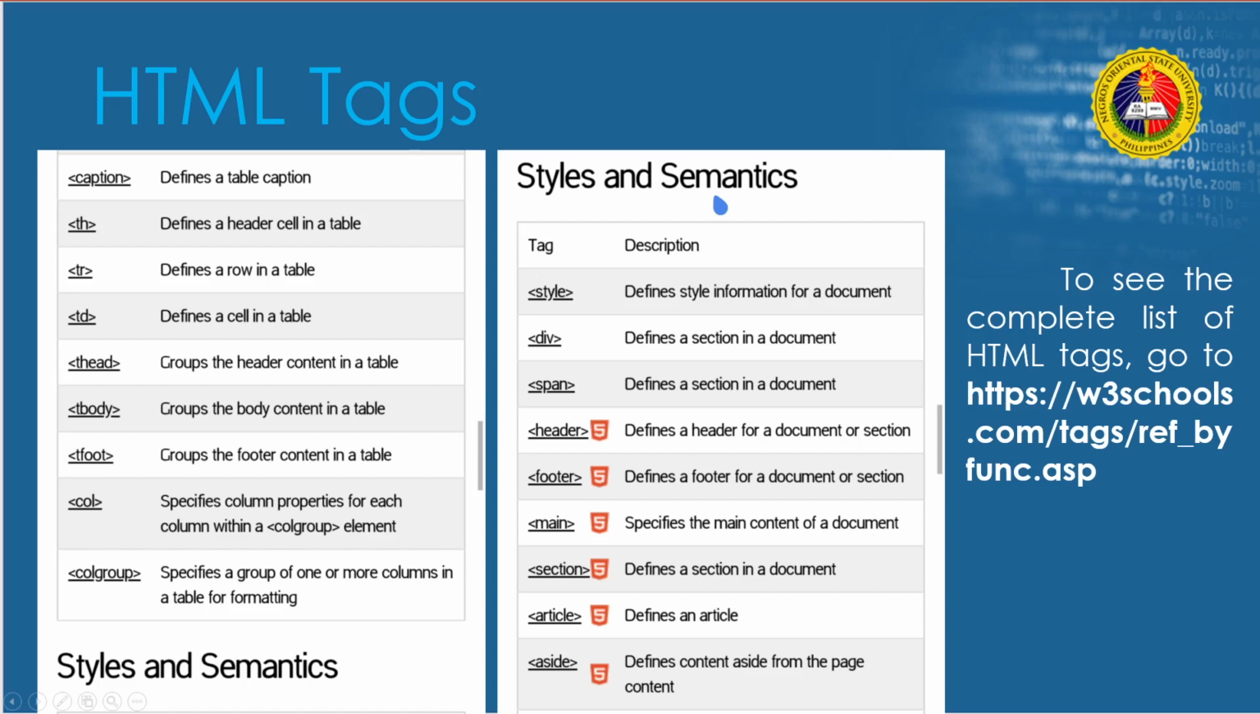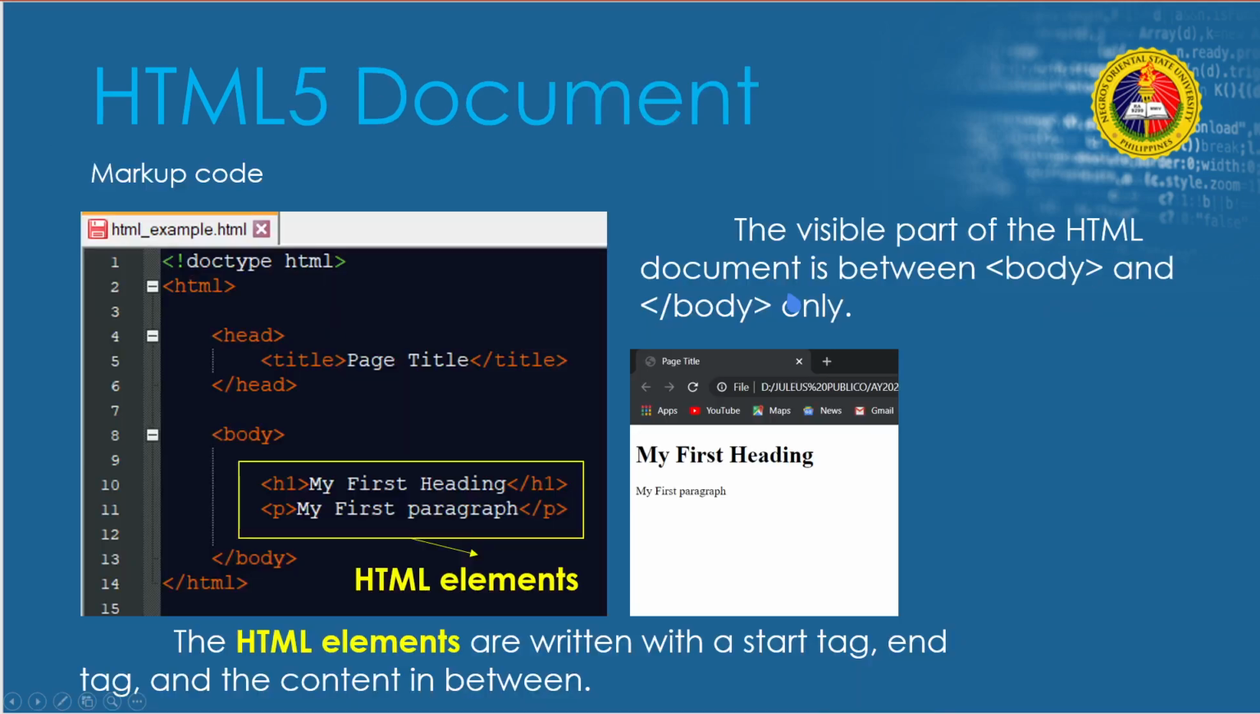Alright, so these are the markup codes, just like what we did a while ago. So the visible part of an HTML document is between the opening body and closing body only. Again, everything that we want to show on our screen should be enclosed inside the body tag. So just like this. So these are the things that we see on the screen, and it is written inside the body tag. Okay. So all of the HTML tags must be saved inside the body. And here it is. Bawang siya makita sa screen.